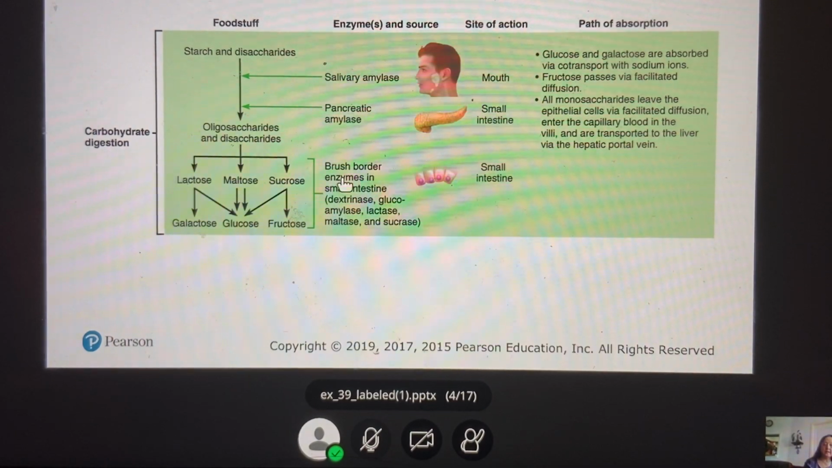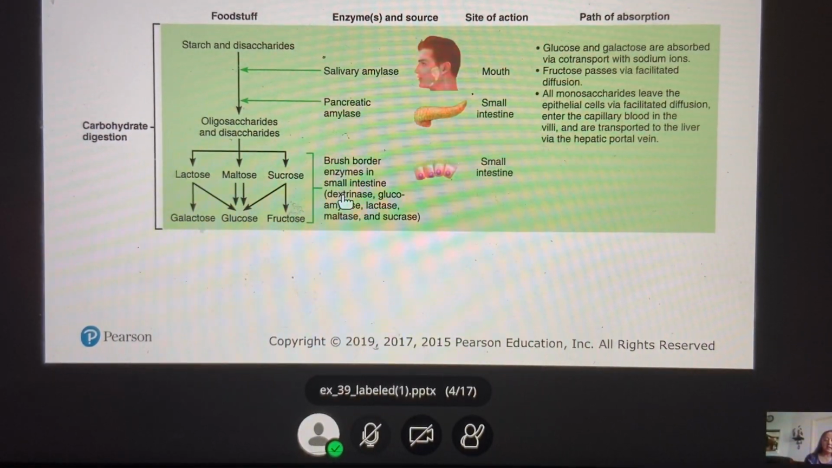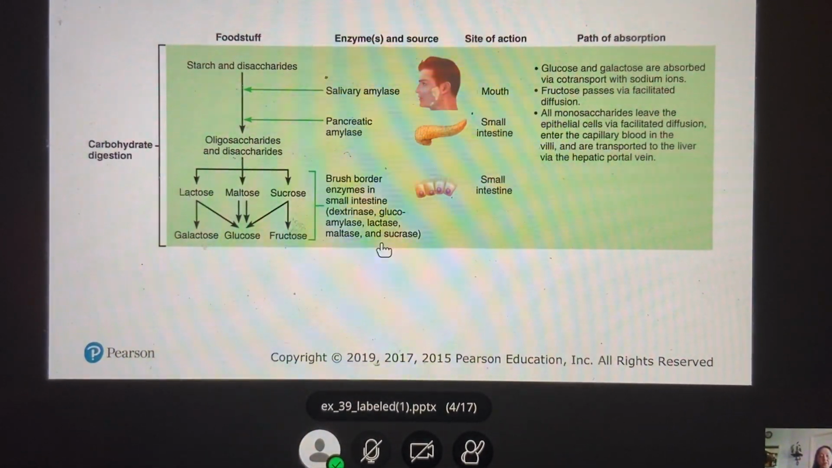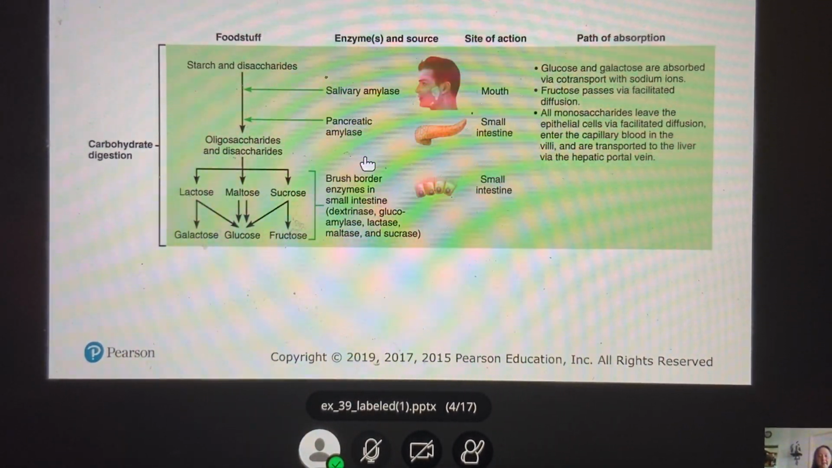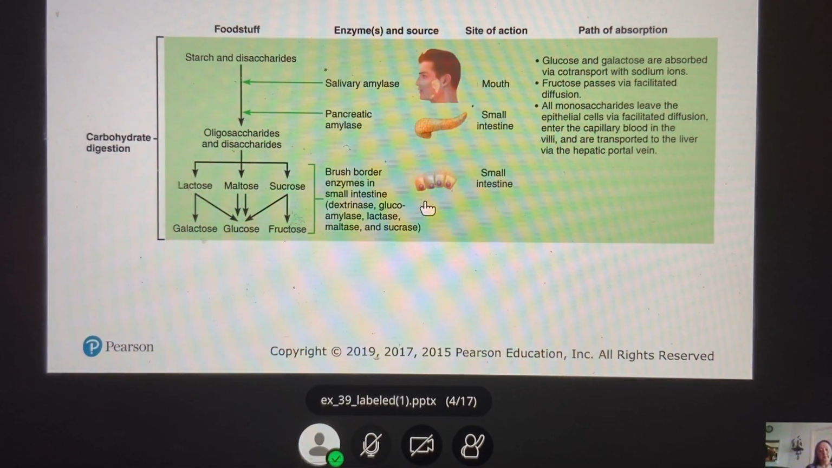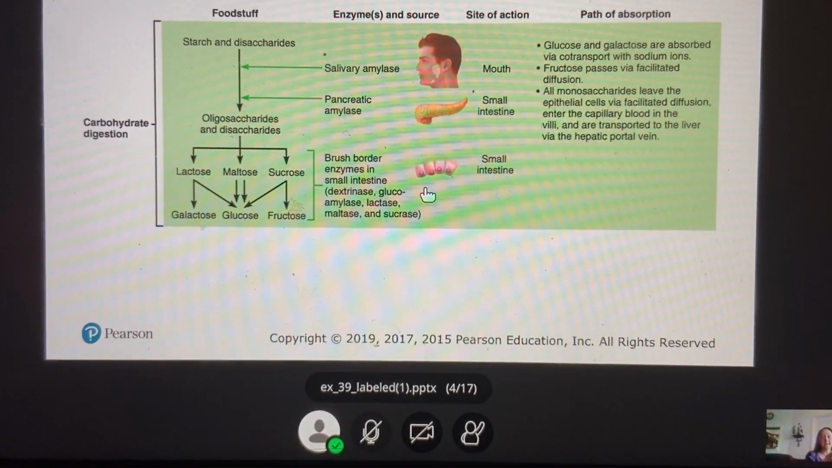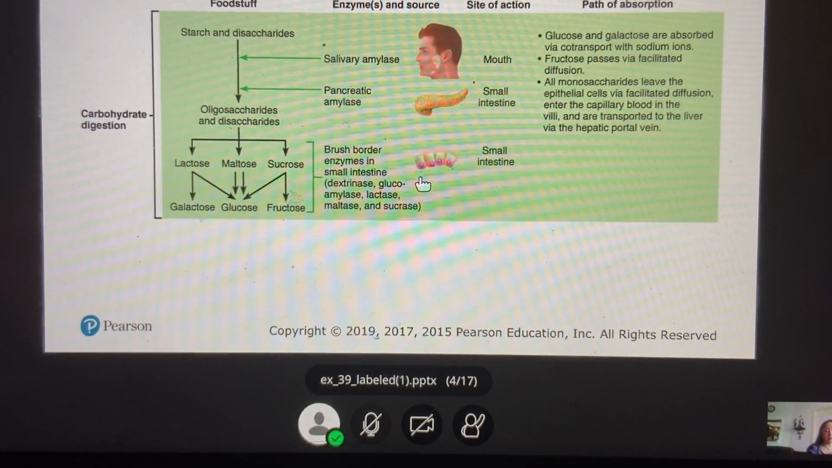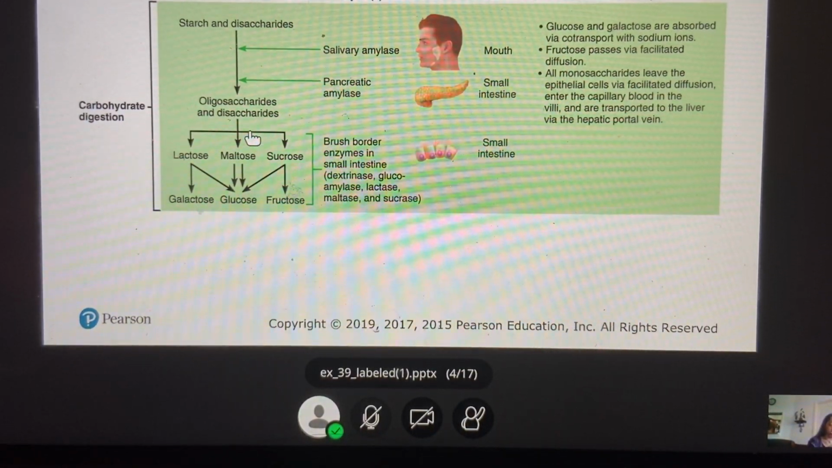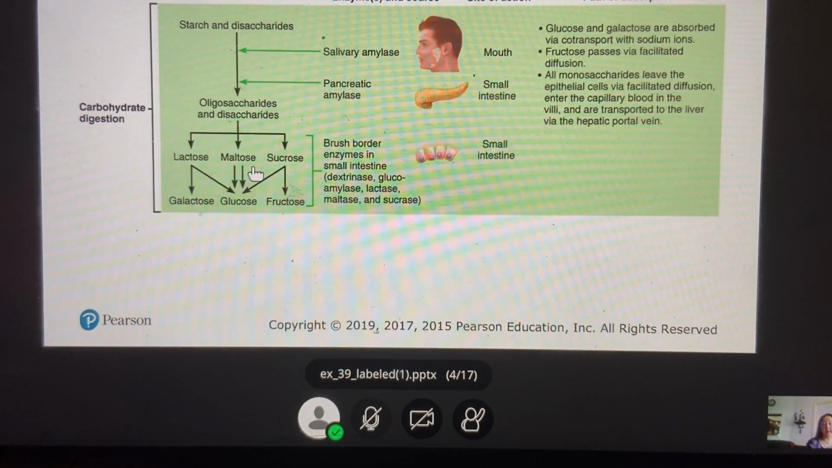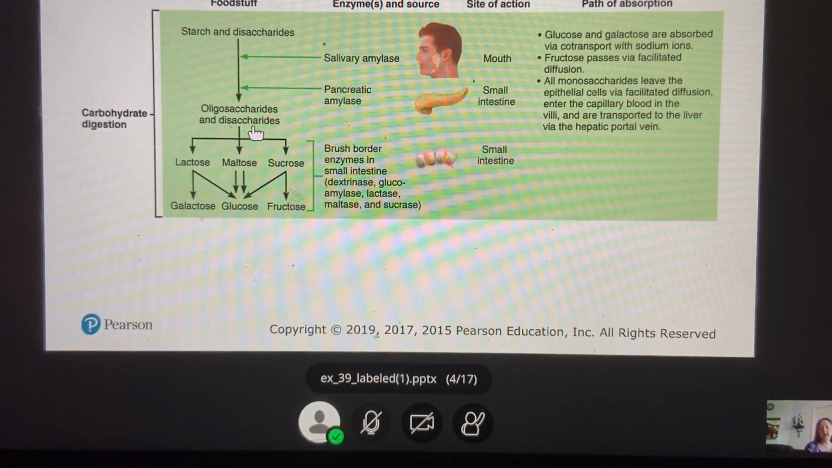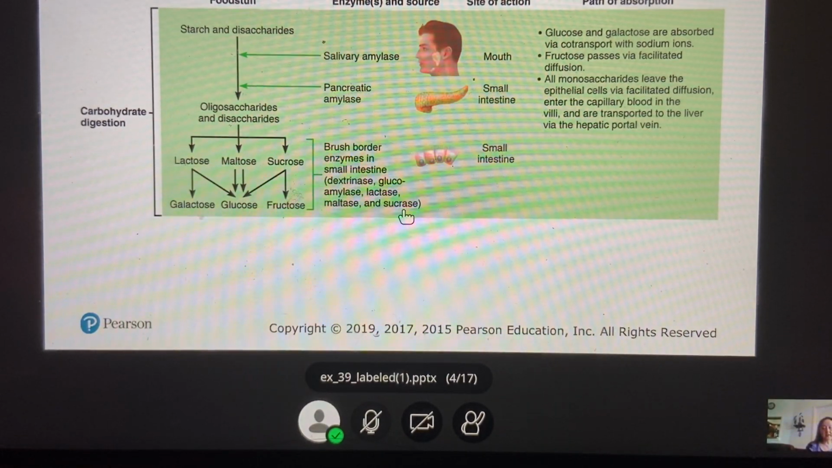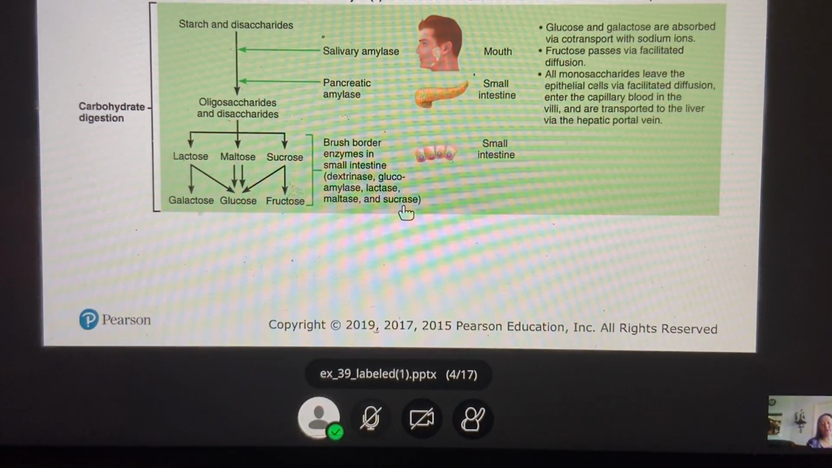See the brush border enzymes in the small intestines: dextrinase, glucoamylase, lactase, maltase, sucrase. All of these will be in the brush border of the small intestine so that digestion of these carbohydrates will be faster, to convert them into sucrose.